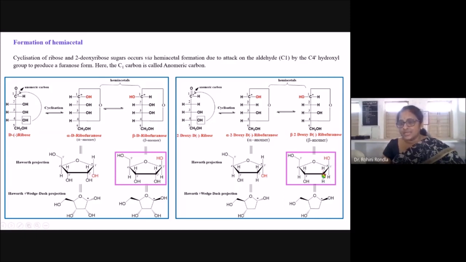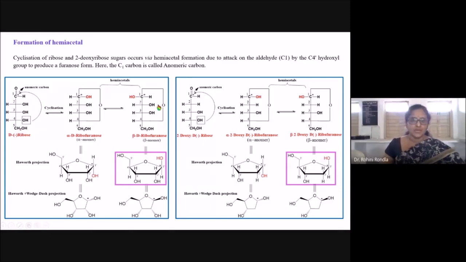And this is the second carbon. See the difference. Here the second carbon has hydrogen and OH. In the deoxyribose, the second carbon has only 2 hydrogens. That is why we are writing 2 hydrogens. This is the only difference.